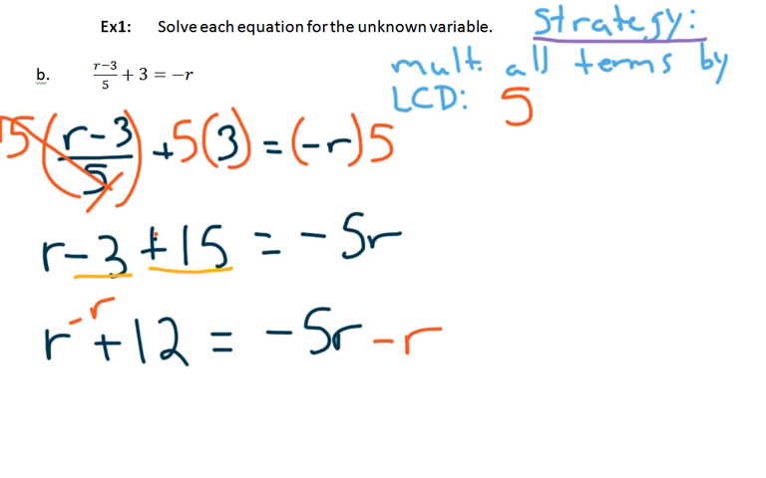Let's go ahead and simplify. We have r minus r, that is 0. We're left with 12 equals negative 5r minus r, which would be negative 6r. Okay. Now to solve for r, to get it by itself, we need to get rid of this negative 6, and we are multiplying between the negative 6 and the r. So let's do the opposite operation of multiplying, and we will divide both sides by negative 6.